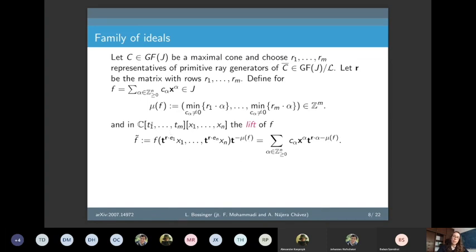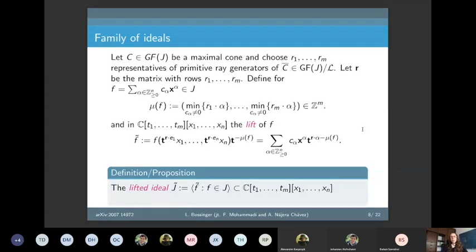Or maybe for you the left-hand side of this equation is actually more intuitive. So what I do is I take f, and instead of plugging in x1 to xn, I always plug in xi multiplied with a monomial in t's that I get from my matrix R times the standard basis vector ei. And then in the end, I multiply by the monomial in t's whose multi-exponent is this vector of minimums.